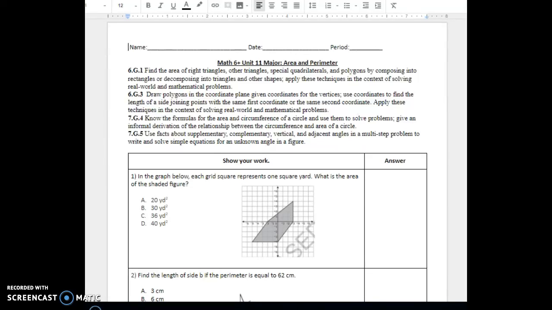A. 20 square yards, B. 30 square yards, C. 36 square yards, D. 40 square yards.